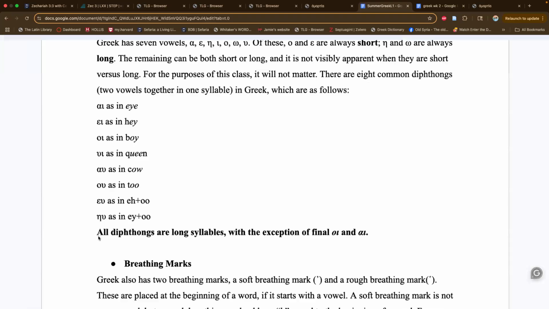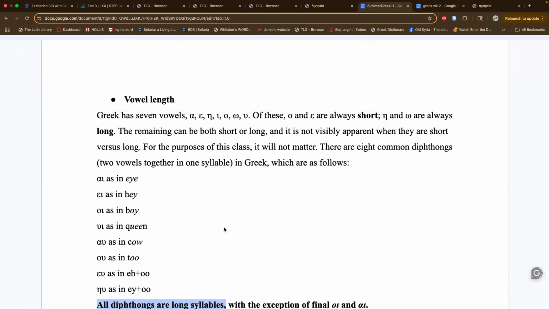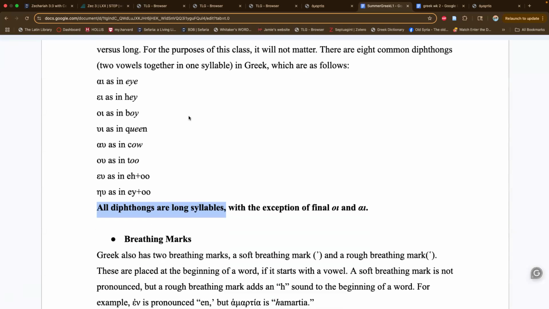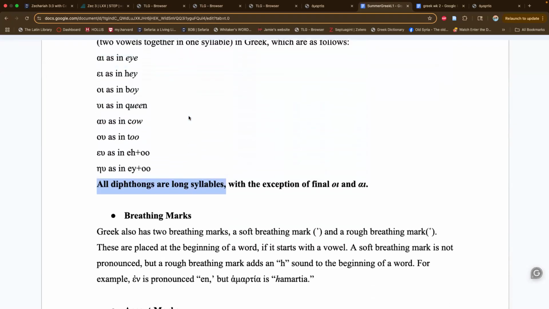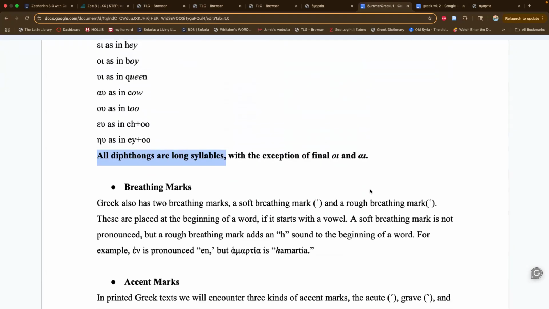Something to note is all diphthongs are long. The same rules as we were talking about with vowel length apply. All of the diphthongs will be long except for oi and ai if they're the last two letters. That isn't super relevant right now.